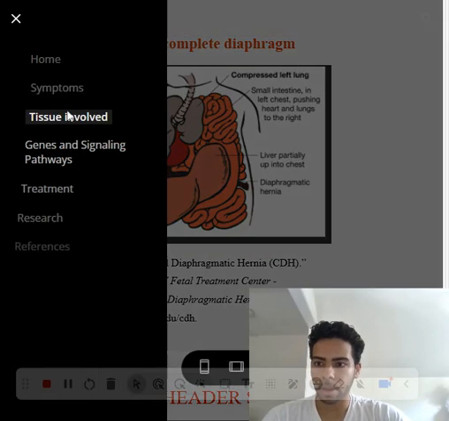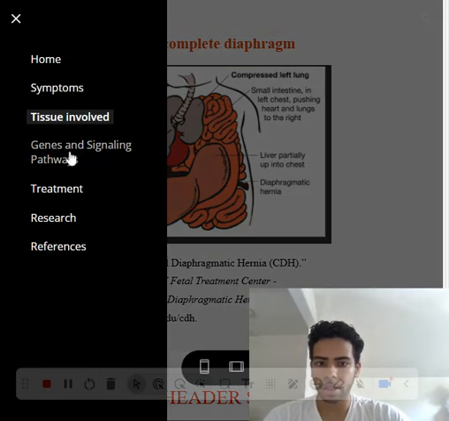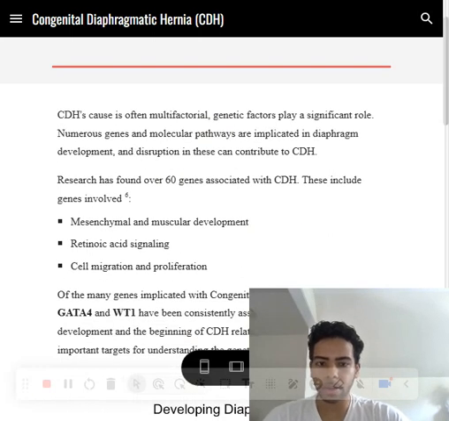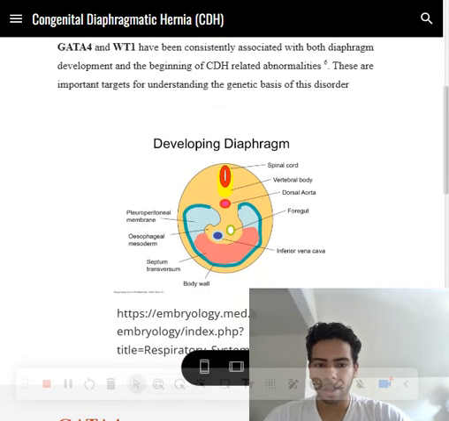So now I'll move on to the genes and signaling pathway. On this page, there are all the genetic components. There's a lot of information about the genes that are involved in CDH. Below it there's an image again of the developing diaphragm, so people know what they're reading, and they could reference important terms such as the septum transversum or the esophageal mesoderm, so people aren't confused about what they're reading.